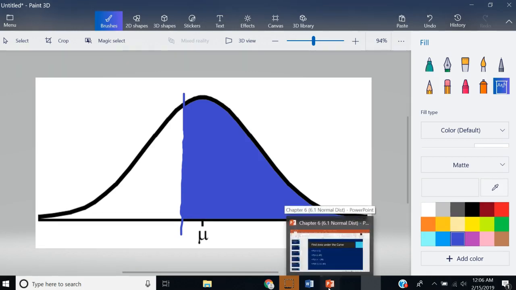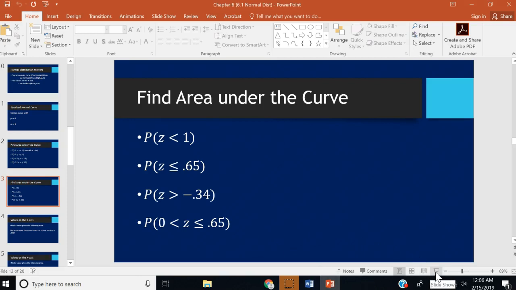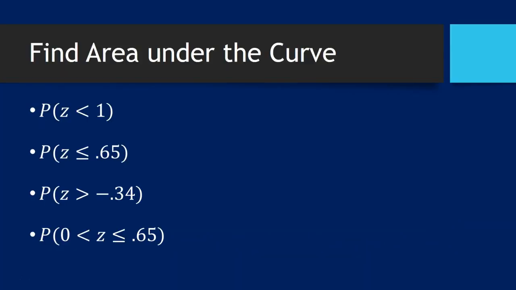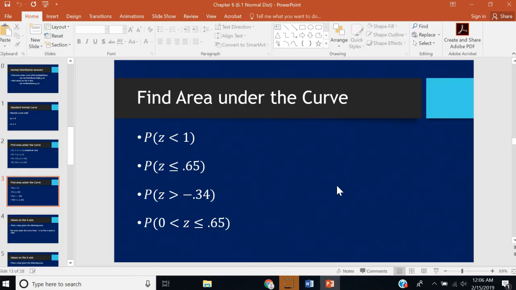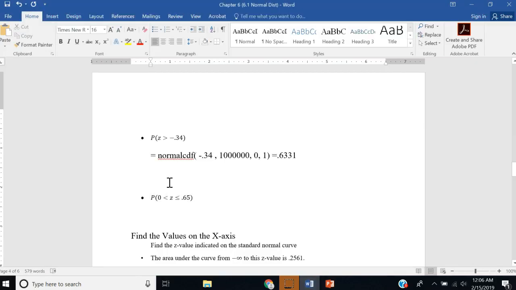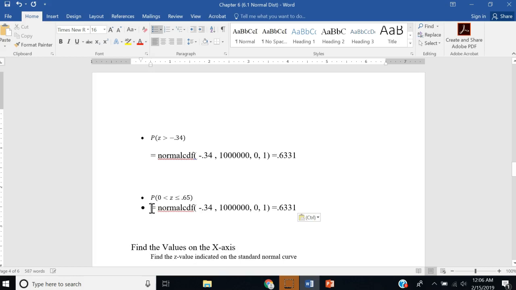Now, the last problem is pretty straightforward. This one, lower bound is 0, upper bound is positive 0.65. So when we do the normal CDF, we go from 0 to a positive 0.65 with a mean and standard deviation of 0 and 1. And you should get 0.2422.